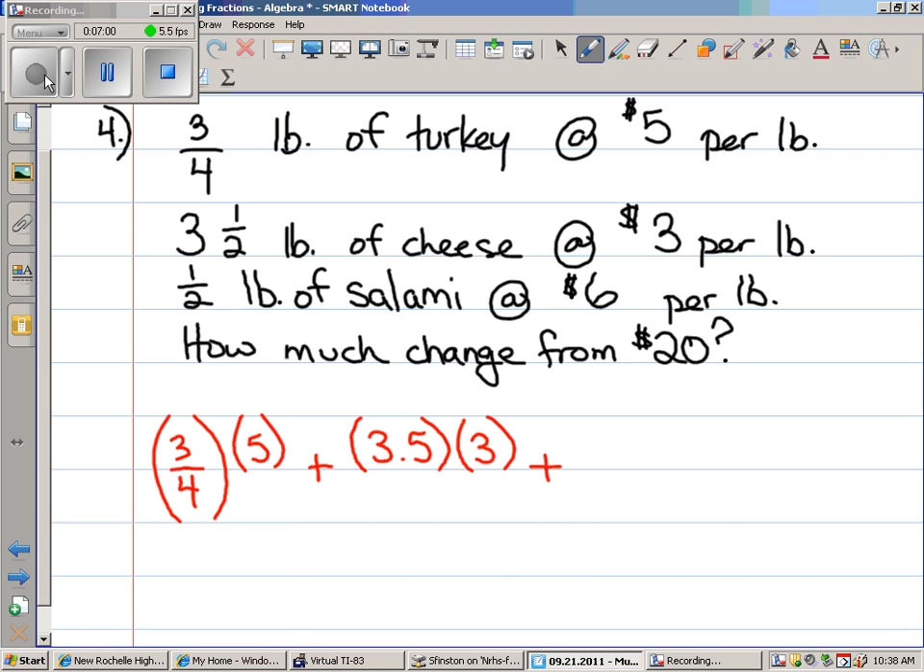At $3 a pound. How much is that? About. No, you're around the right total now. Okay. What about a half a pound of salami? How much am I paying? $2.50.